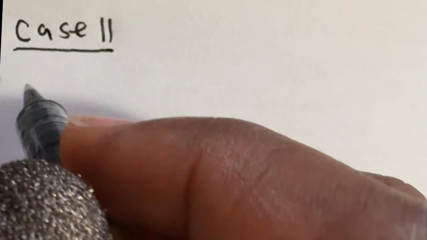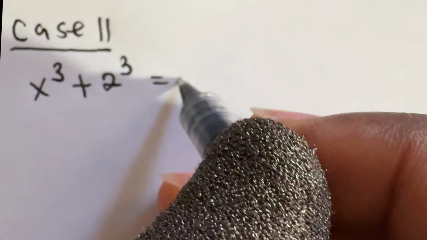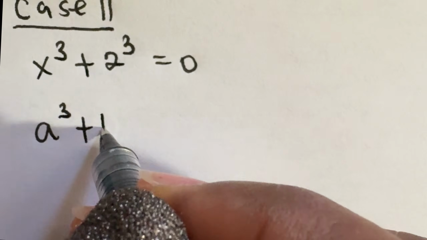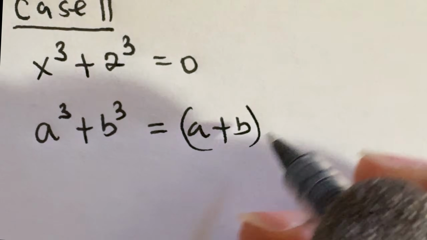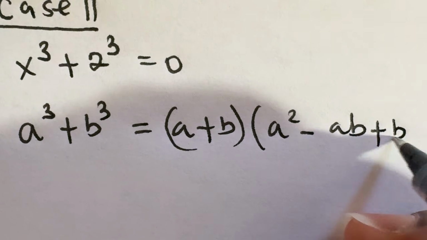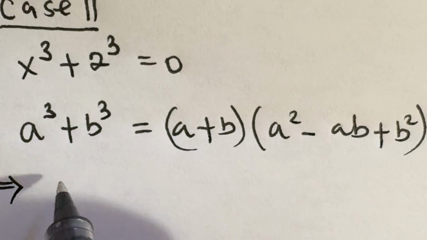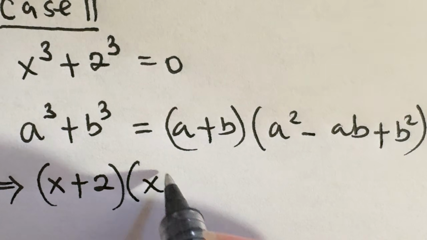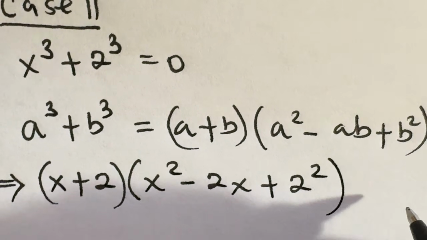Now for case 2, we have x raised to power 3 plus 2 raised to power 3 is equal to 0. By identity, a raised to power 3 plus b raised to power 3 can be factorized as a plus b into a squared minus ab plus b squared. This will imply that this now becomes x plus 2 into bracket x squared minus 2x plus 2 squared is equal to 0.